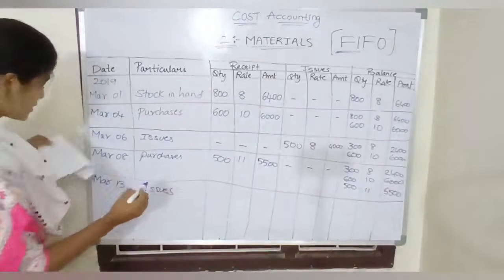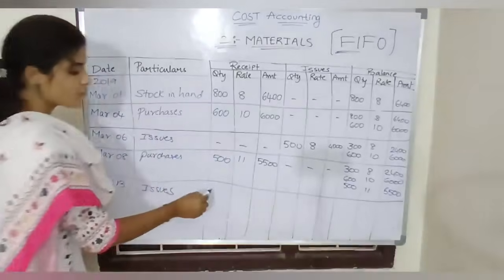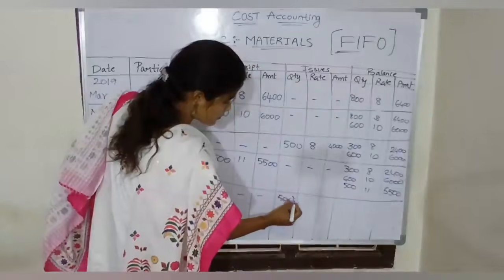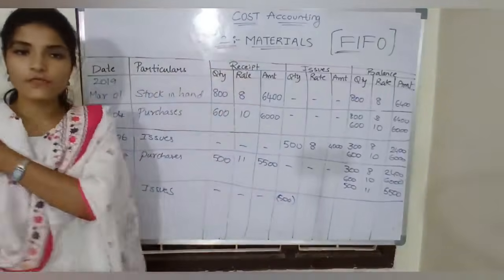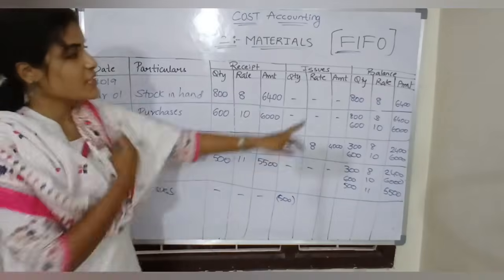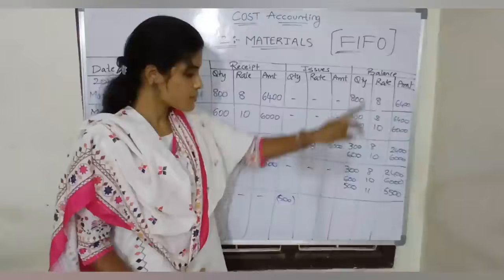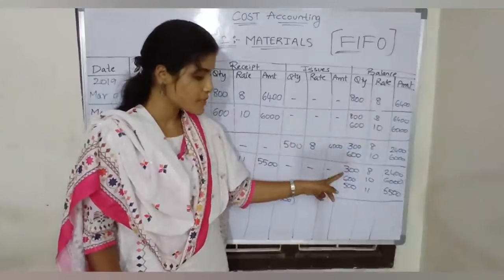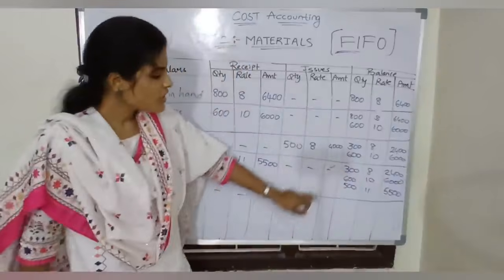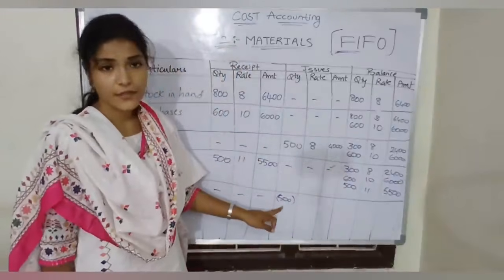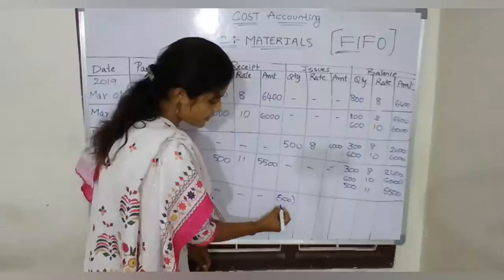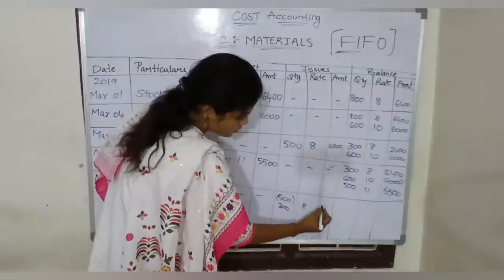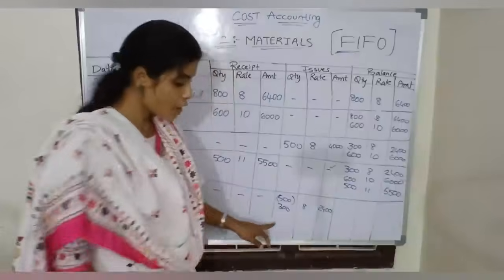Understood? So March 13th is issues. In your questions they have said issues. How many units issues? 500 units issues. 500 units we want for the production. Which method we are using? FIFO method we are using. Out of these three, what is the first stock which you have entered in your business? 300. So 300 stock is there, but we want 500. First use that 300. What is the rate of that? 8. Total 2,400.